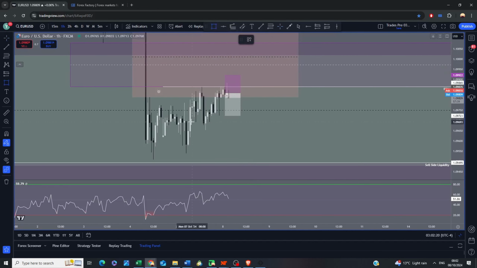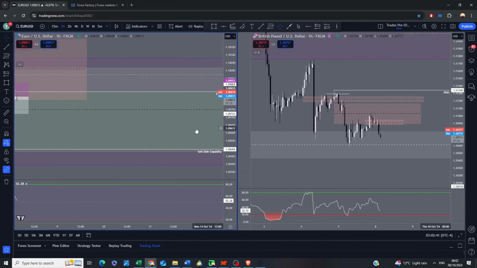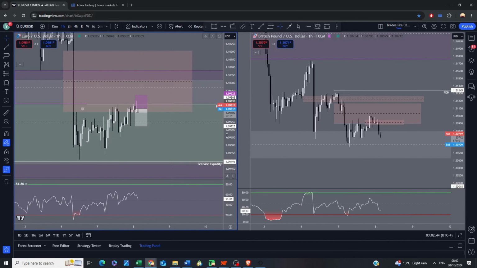So that failing to hold and price coming back up and tapping into the previous day's highs twice is one of the main reasons I'm looking for entry, and also the fact that we have SMT on GU with EU on the 1 hour time frame.